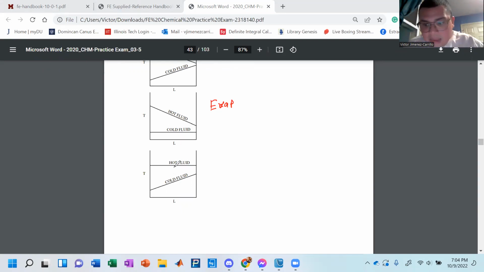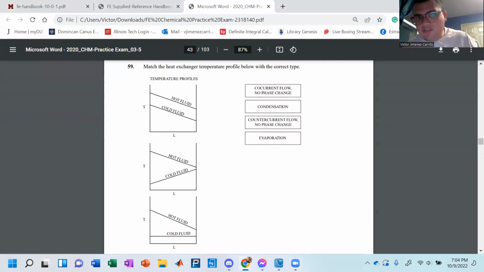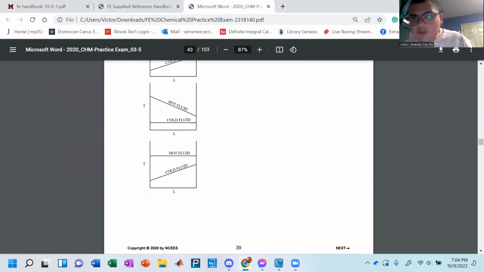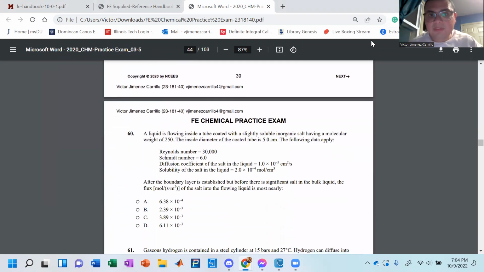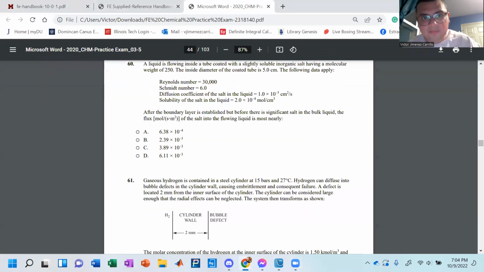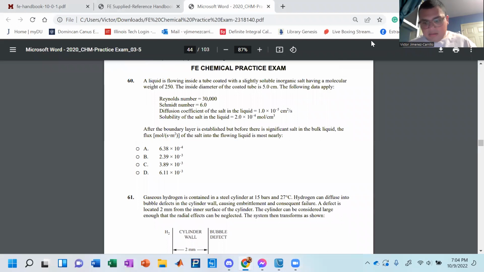Now, as for the other one, if the hot fluid is a straight line and the cold fluid is diagonally going up, that is describing a condensation phase. Condensation. And then you'll realize that we have answered all of them, which is good. That is something you probably keep in mind forever. I didn't know that stuff before starting this, so that was cool to learn. Okay. Oh, this one's disgusting.